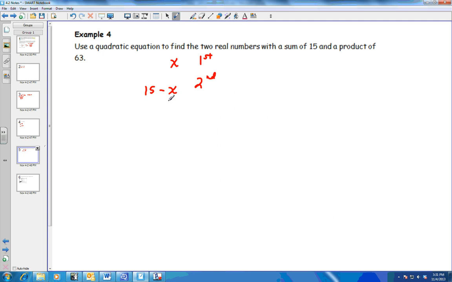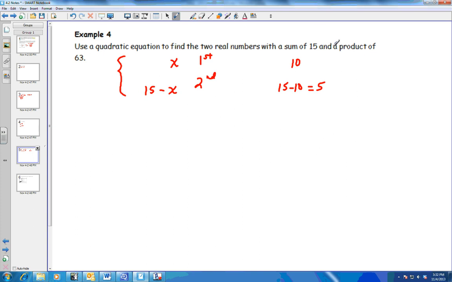Okay, because when I add these two things together, they have to equal 15. Just like if this one was 10, then to get my other number, and if I know they add up to be 15, it would be 15 minus 10. My second number would be 5. Okay, so here are my two numbers.